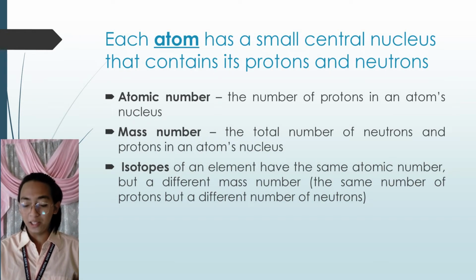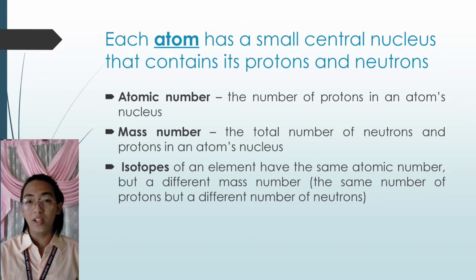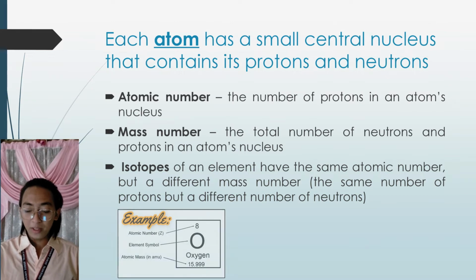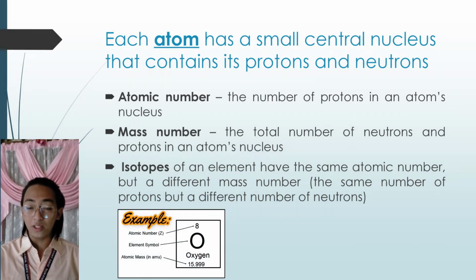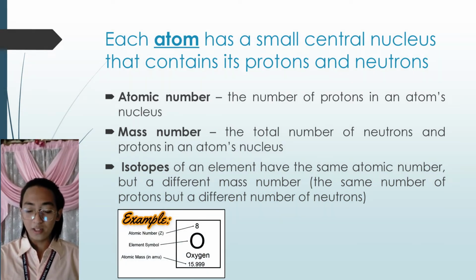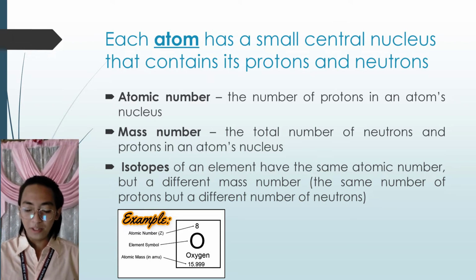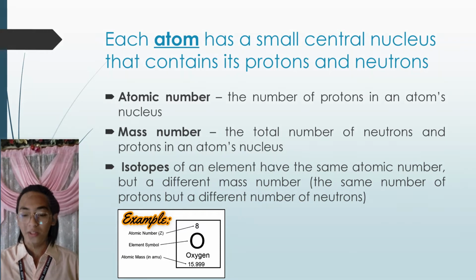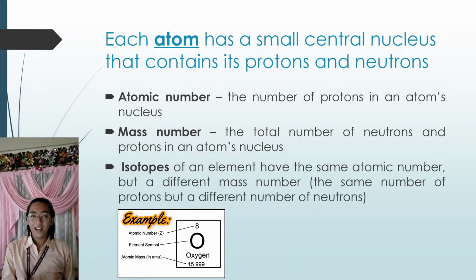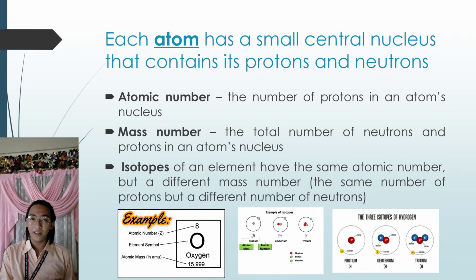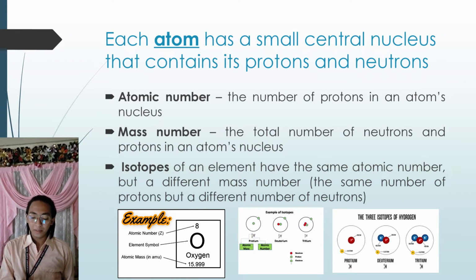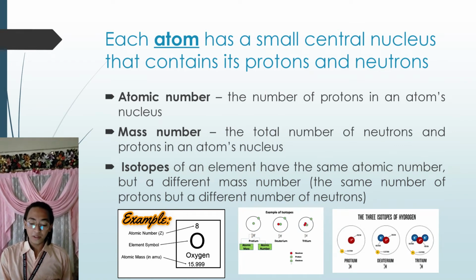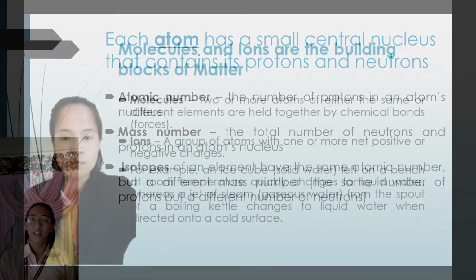Furthermore, each atom has a small central nucleus that contains its protons and neutrons. It also has its atomic number. Atomic number is the number of protons in an atom's nucleus. It also has its mass number. The mass number is the total number of neutrons and protons in an atom's nucleus. And lastly, isotopes of an element have the same atomic number, but a different mass number. It has the same number of protons, but a different number of neutrons.